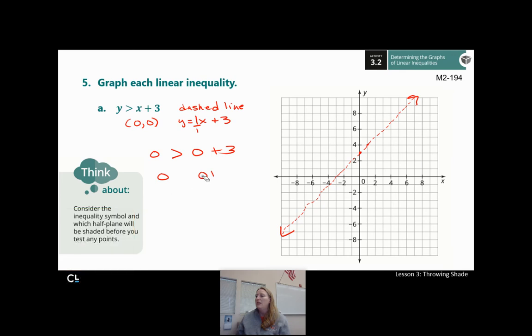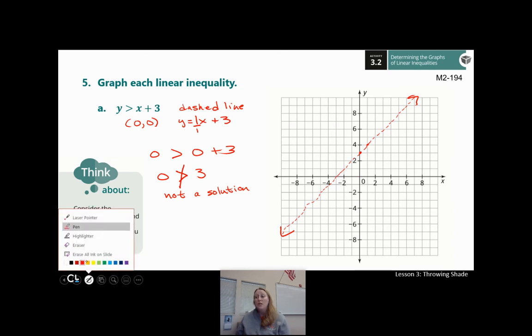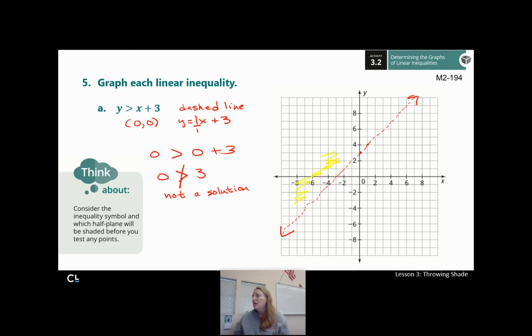We already know that. So 0 plus 3 is 3, and 0 is not greater than 3. That is not a solution, which tells me I should not be shading where my 0, 0 is. I need to shade on the other side. So we're going to shade like crazy all over here. Your shading hopefully looks better than my shading. My shading is very shady. You get the idea. Beautiful.